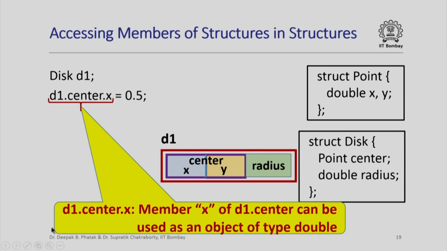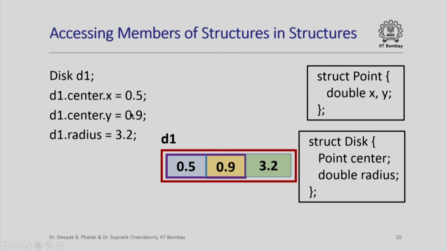So, therefore, when I say d1.center.x, I am really talking about the member x of the member center of the object d1, and of course, this member x of the member center of the object d1 can be used as an object of type double. So, I can make this assignment over here. Similarly, if I say d1.center.y is 0.9, then 0.9 gets copied to center.y, where center is a member of d1. Of course, 0.5 was copied to center.x, where center is a member of d1, and 3.2 gets copied to the member radius of d1.